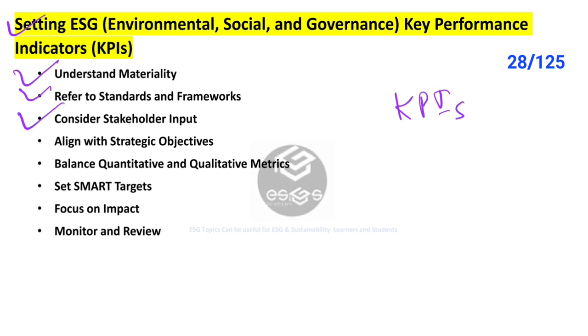Then the third one is consider stakeholder input. Definitely we need to engage with internal and external stakeholders, including employees, investors, customers, suppliers, regulators and communities to gather input on ESG priorities and concerns. Also incorporate stakeholder feedback into the selection of the KPIs as well.